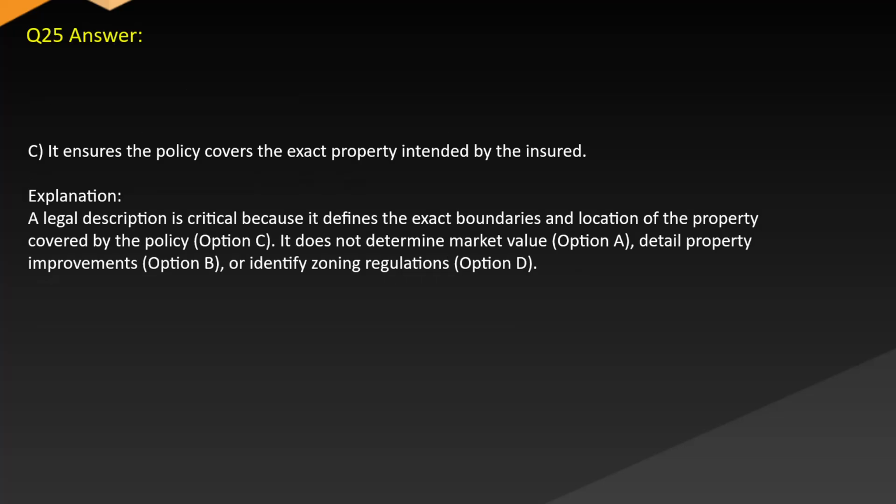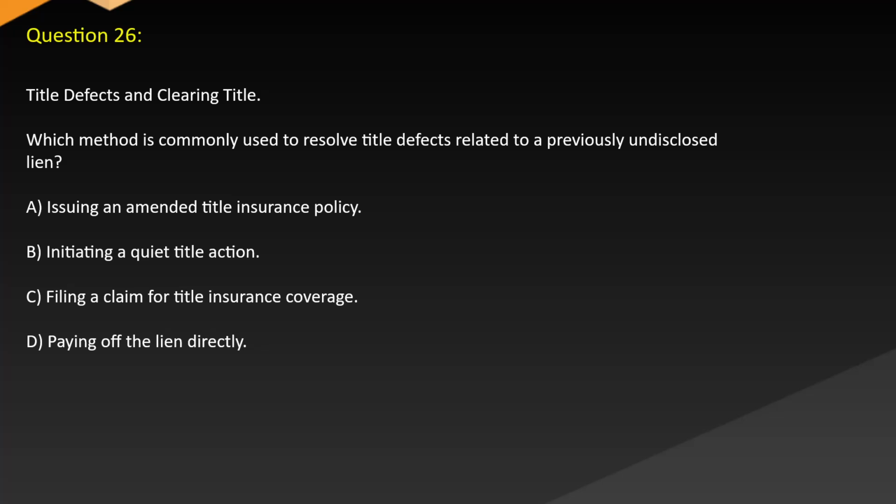Answer: C. It ensures the policy covers the exact property intended by the insured. Explanation: A legal description is critical because it defines the exact boundaries and location of the property covered by the policy. It does not determine market value, option A, detail property improvements, option B, or identify zoning regulations, option D.